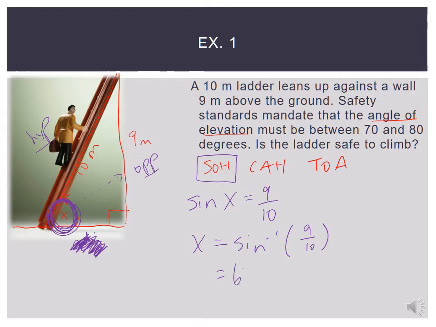I get 64.2 degrees. If you didn't get 64.2, try it again, and if not, maybe talk to Mr. Hack to make sure your calculator is in degree mode.